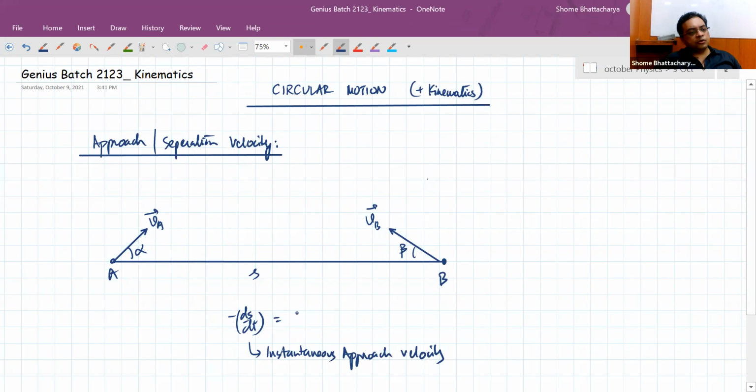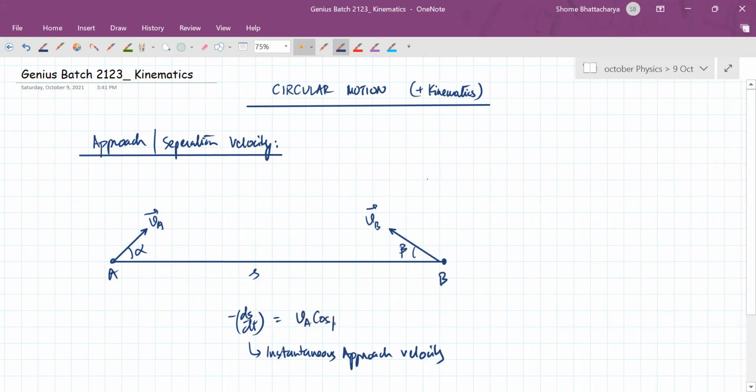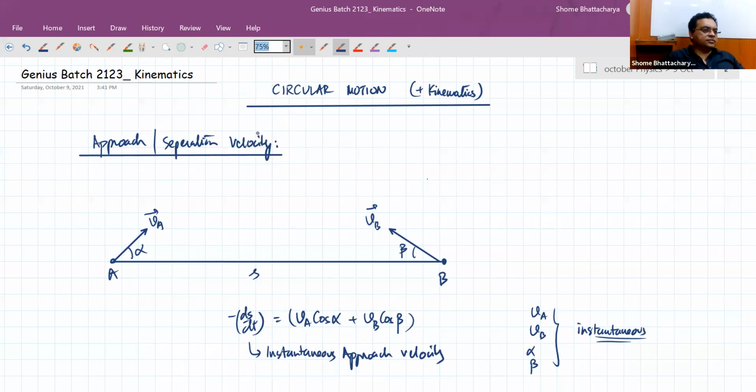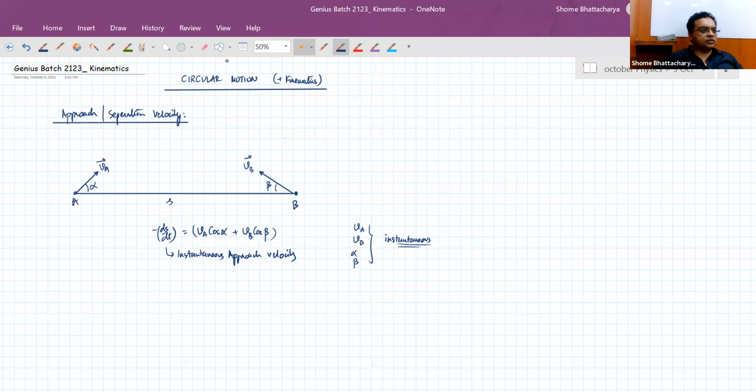That is equal to the component of A's velocity directly towards B plus the component of B's velocity directly towards A, where all these things, VA, VB, alpha and beta, may in general be instantaneous, so they might be changing with time. They're instantaneous in nature.